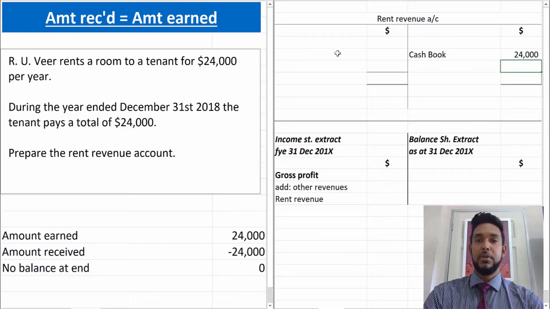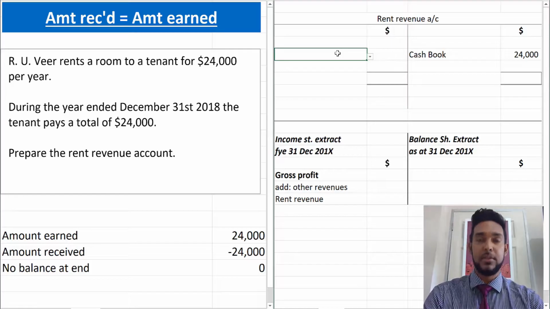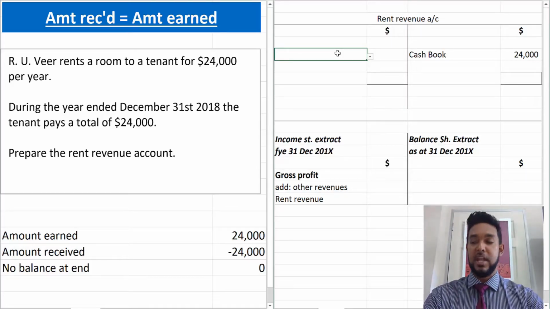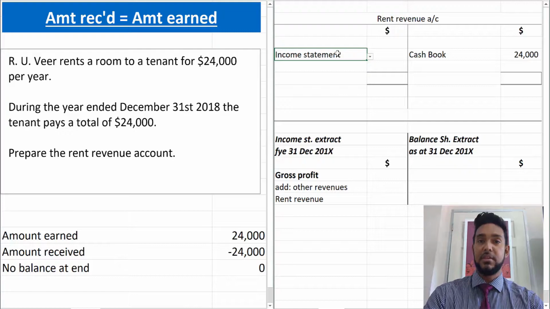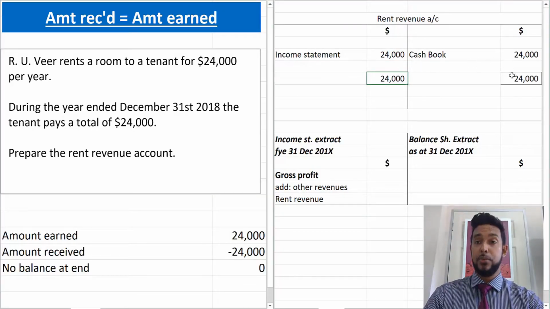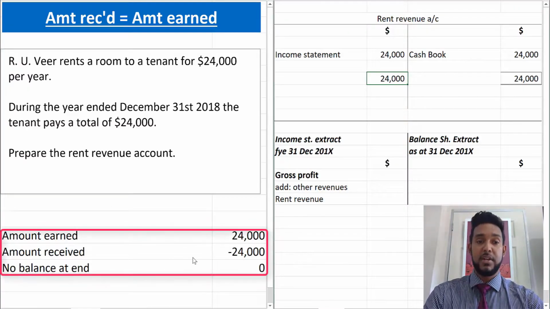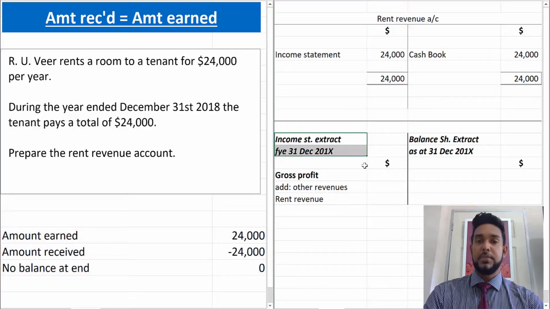Now, the amount earned goes on the debit side. Why does it go on the debit side here? Because when you transfer to the income statement, it's a credit to the income statement. And if it's credited there, it has to be debited from the other account. Well, it's coming from the rent revenue account, so we have to debit it. Debit this account, and it will say income statement. All right, so now we're going to put $24,000 there. And what's going to happen is that the total on both sides is going to be equal. So there's not going to be any balance carried down, which we already knew from this side across here. No balance at end.